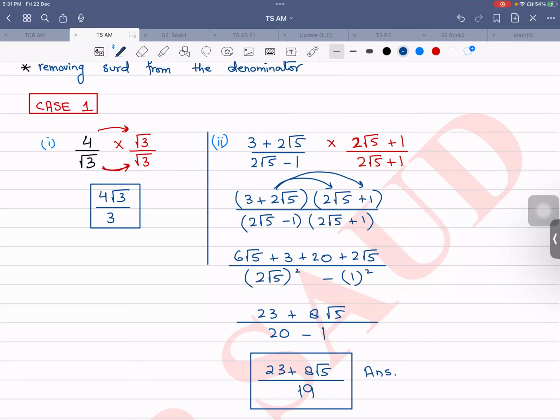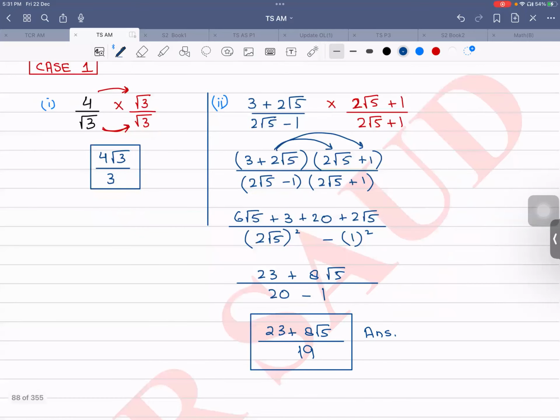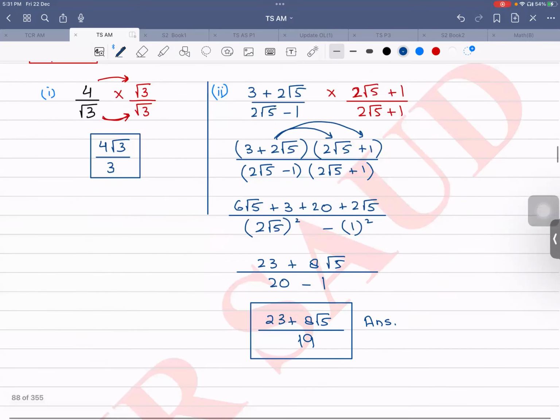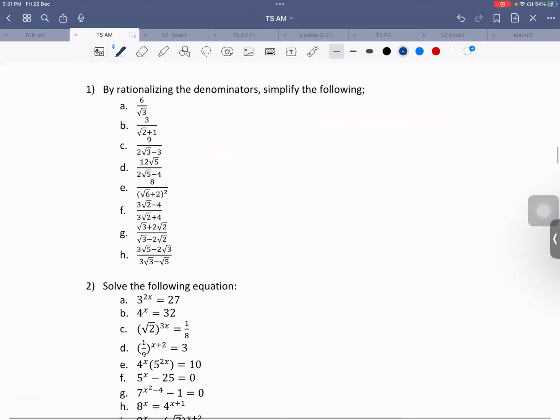So in today's class, we will be doing basic rationalization questions, and in the next class we will be doing a slightly more complex concept of rationalization. Okay, let's come to question number 1.